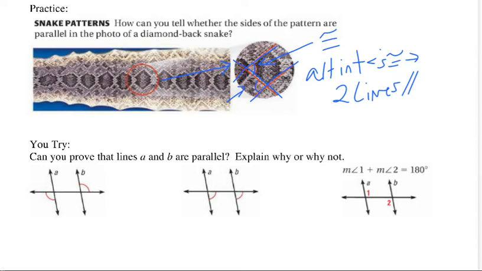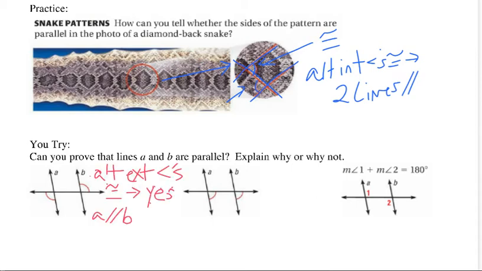All right, so your answer should be yes for the first one, yes for the second one, and no for the third one. For the first one, the two angles are alternate exterior angles, and they are congruent. So if we have alternate exterior angles that are congruent, then yes, we can say that the two lines are parallel.